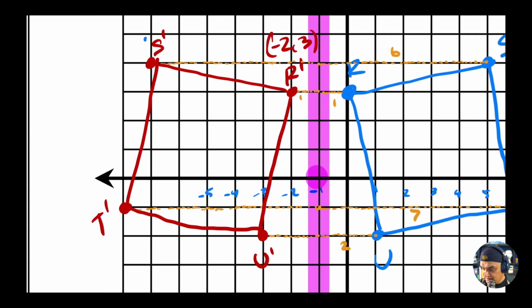Okay. S, let's look at S. Start at the origin, not at the pink line. Start at the origin. 1, 2, 3, 4, 5, 6, backwards 7, then up 1, 2, 3, 4. Backwards 7, up 4. So that's negative 7 and then positive 4 for S prime.